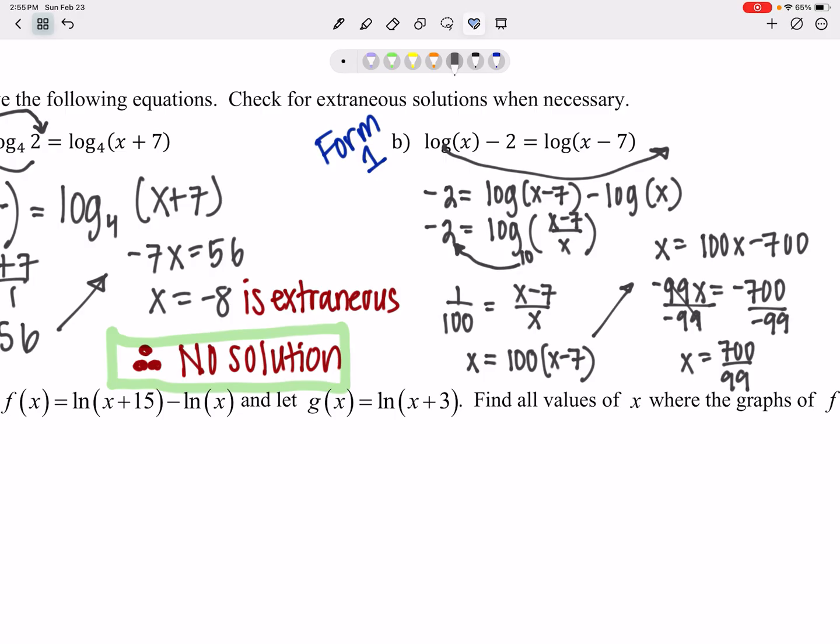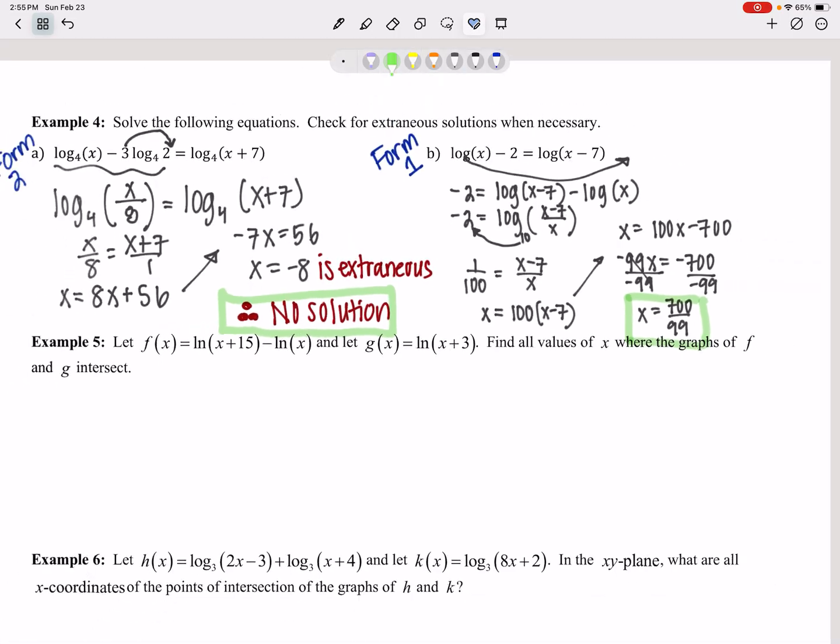It's actually a little bit bigger than 7. So if you go to your calculator, 700 divided by 99 is just slightly larger than 7. So when I put a number that's slightly larger than 7 back in, it's going to work for the first log expression in the original equation. But when I put it into the next one, a number bigger than 7 minus 7, that's going to be positive too. So we're going to box that answer because it doesn't cause us to have any extraneous solutions.